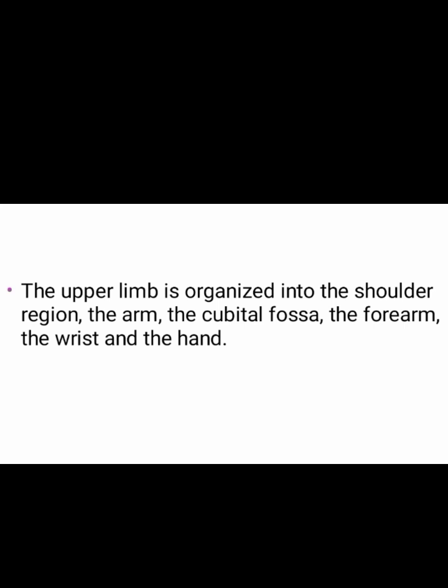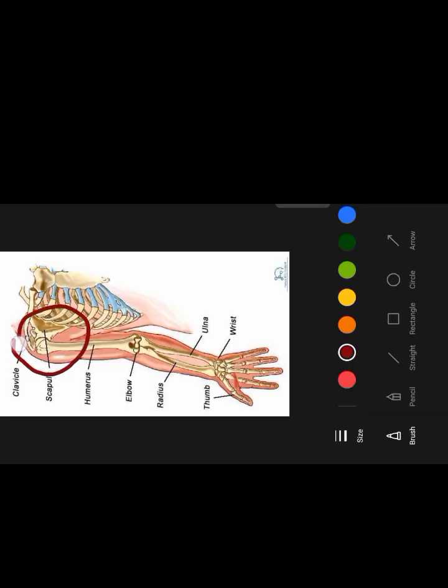The upper limb is organized into the shoulder region, the arm, the cubital fossa, the forearm, wrist, and hand. So the upper limb is actually the collective name of the shoulder, arm, cubital fossa, or the depression between the arm and forearm, the forearm, wrist, and hand. These collectively are called the upper limb.